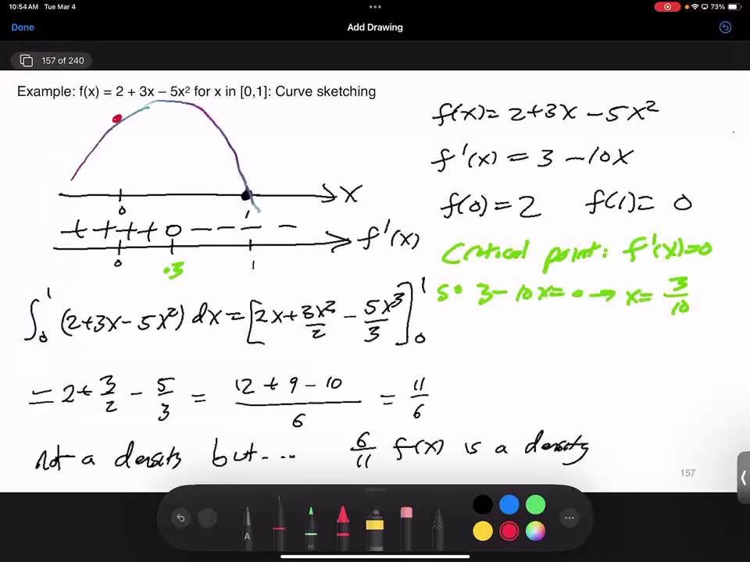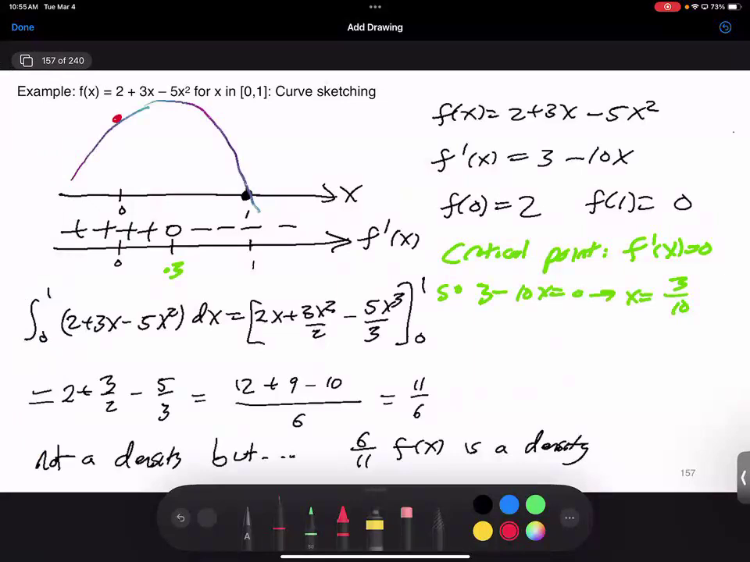Let's take as a density 2 plus 3x minus 5x squared for x in 0, 1. So the first question is, is this a density function? Well, if we plot it, it is non-negative. And I just put a little bit of notes because it's probably been a while since any of you have had to plot things by hand. The first derivative indicates whether or not the function is increasing or decreasing.